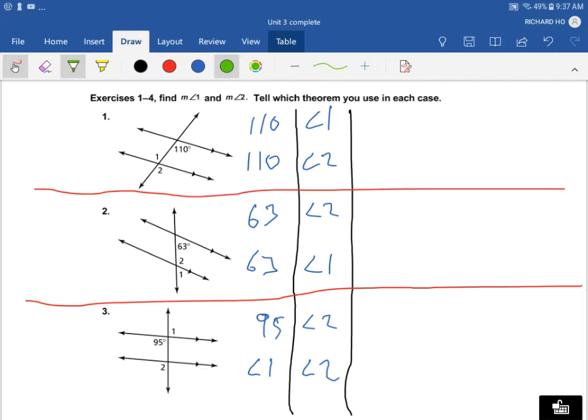Okay, so 110 and angle 1. Here's your boundaries. Are those inside or outside the green lines? One is inside, 110 is also inside. So we know that these are going to be interior. Are they on the same side or opposite sides of that black line? Opposite. So this is alternate interior.